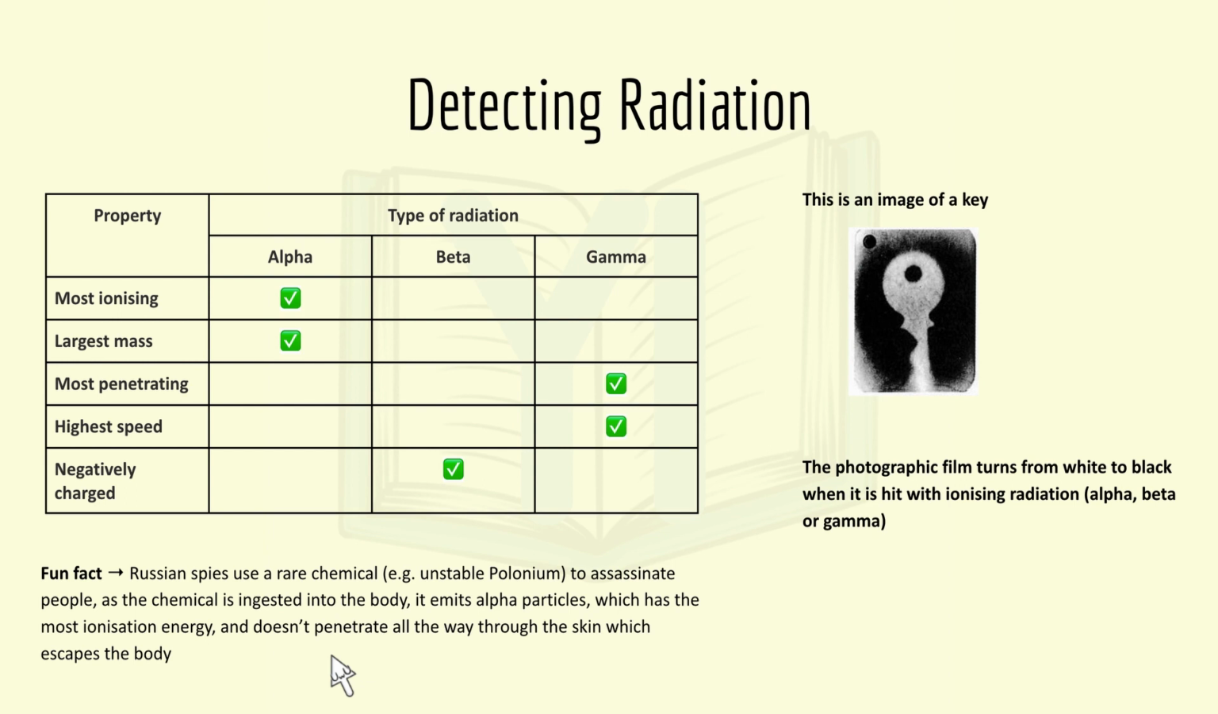So we know that alpha particles are the heaviest and gamma rays are the lightest, and travel quite fast. So when alpha particles are injected into the body, the alpha can't escape as well as gamma radiation does, because gamma radiation can just penetrate through the skin and escape the body. Alpha particles can't, so they just stay in the body, and it's very lethal. And this is an image of a key, and the photographic film turns from white to black when it is hit with ionizing radiation, which are alpha, beta, and gamma.